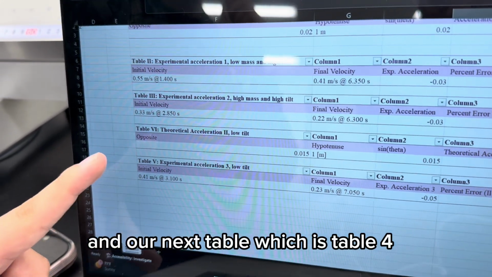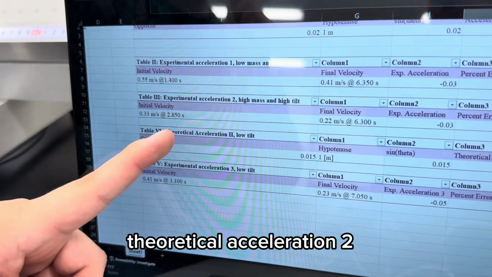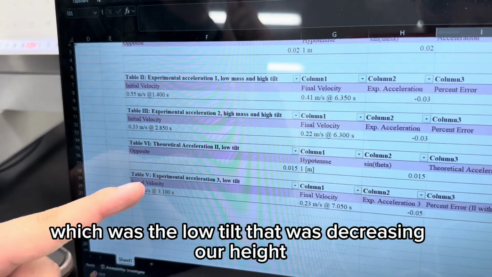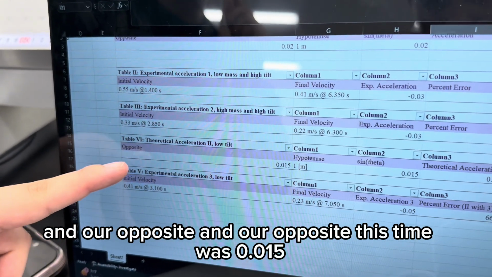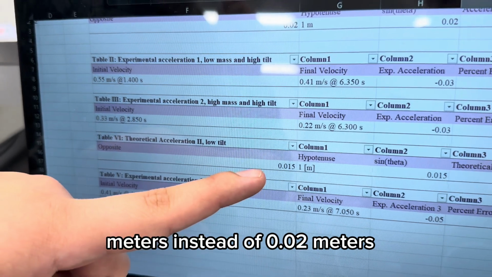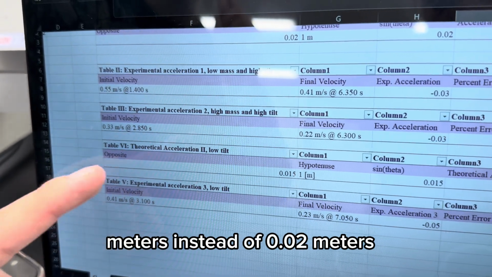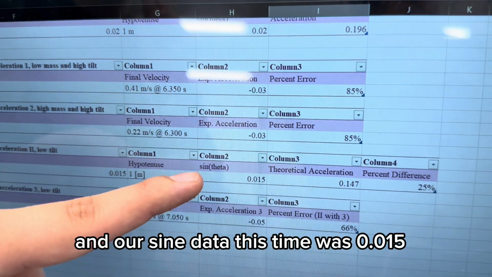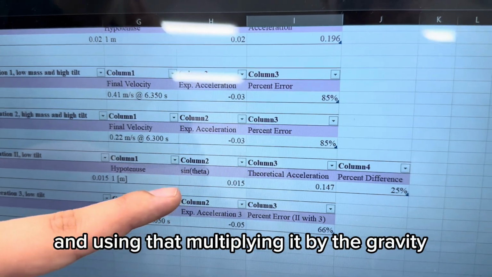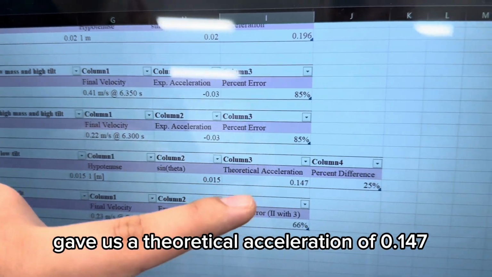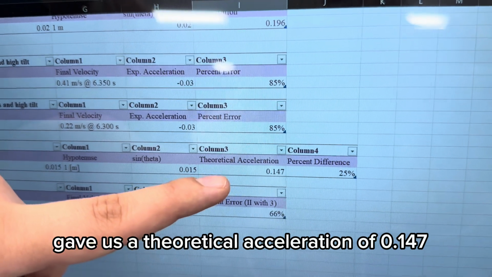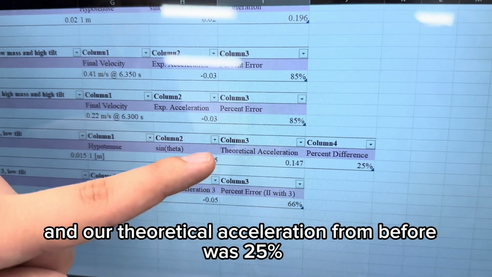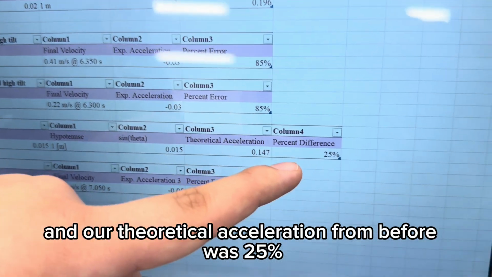And our next table, which is table 4, theoretical acceleration 2, which was the low tilt, that was decreasing our height and our opposite, and our opposite this time was 0.015 meters instead of 0.02 meters, and our hypotenuse stayed the same, 1 meter, and our sine theta this time was 0.015, and using that, multiplying it by the gravity, gave us a theoretical acceleration of 0.147. And the percent difference between our theoretical acceleration here and our theoretical acceleration from before was 25%, which is not a big difference.